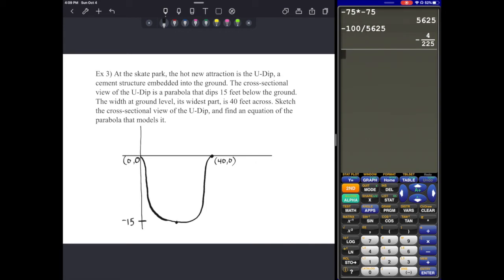And if I'm trying to find my vertex point at the bottom, I know that's going to be halfway from 0 to 40. So we know that's going to be at 20. And then we're still down here at negative 15. Okay, so this one looks a little different than the last one because we're not straddling the y-axis. This would have been like our y-axis. This would have been like our x-axis. But let's see how this will work.